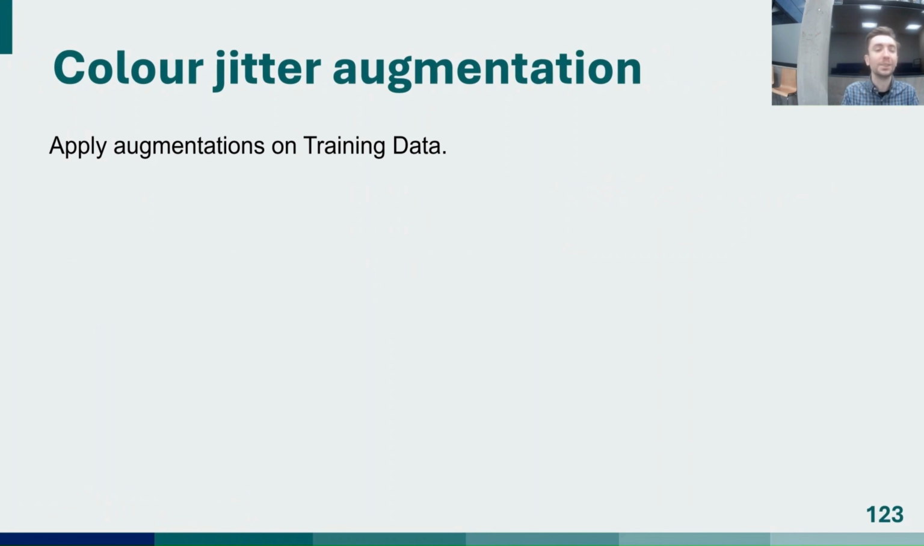The other mitigation strategy we looked at was color jitter augmentation. We applied augmentations to the training data.